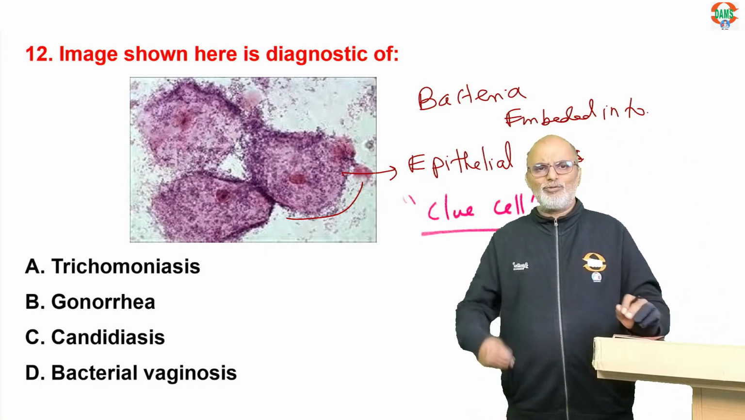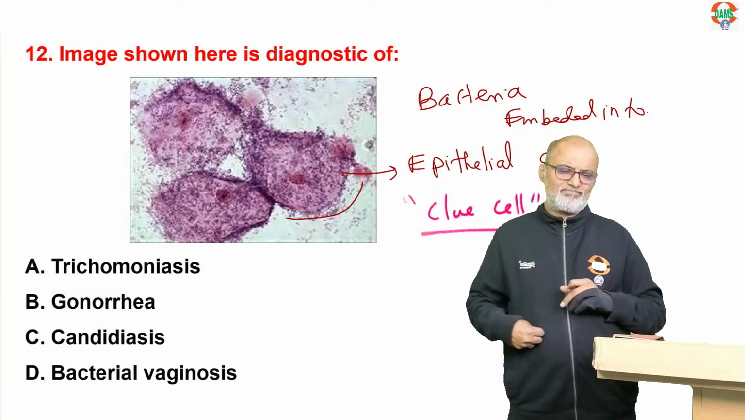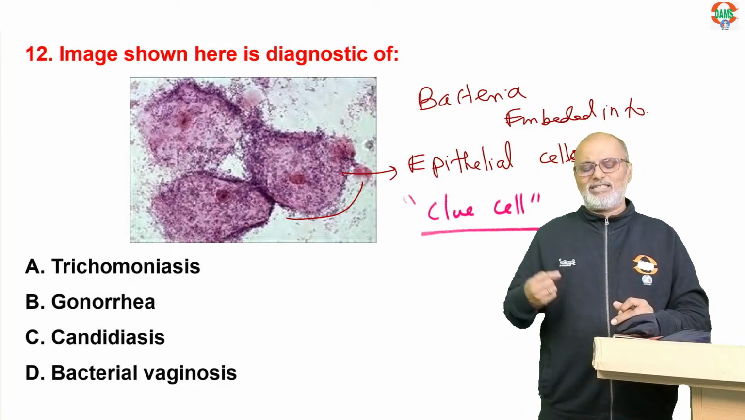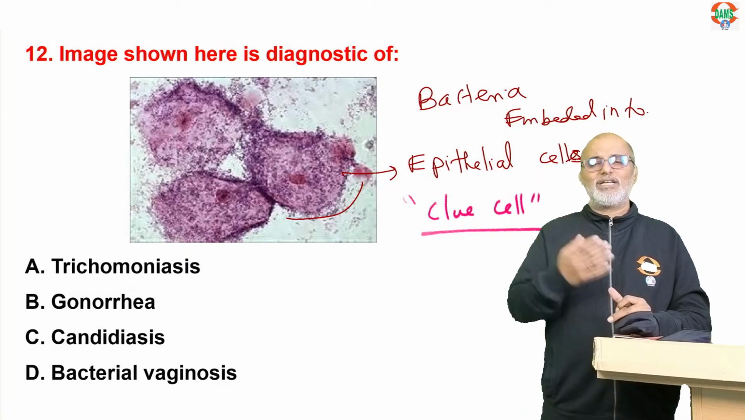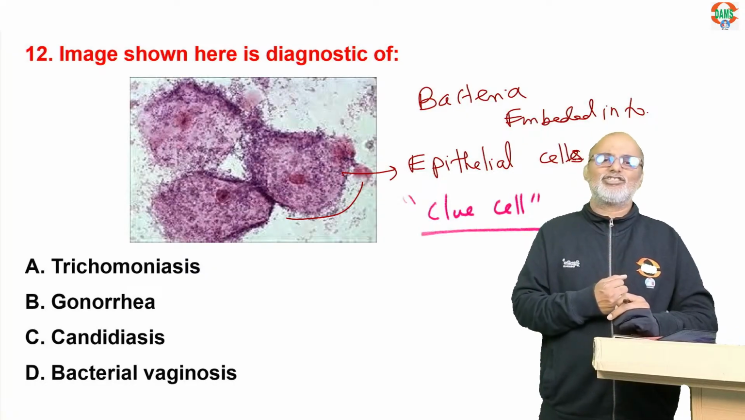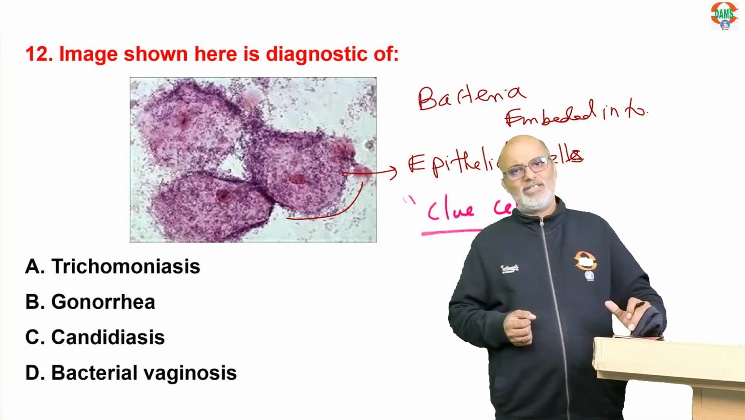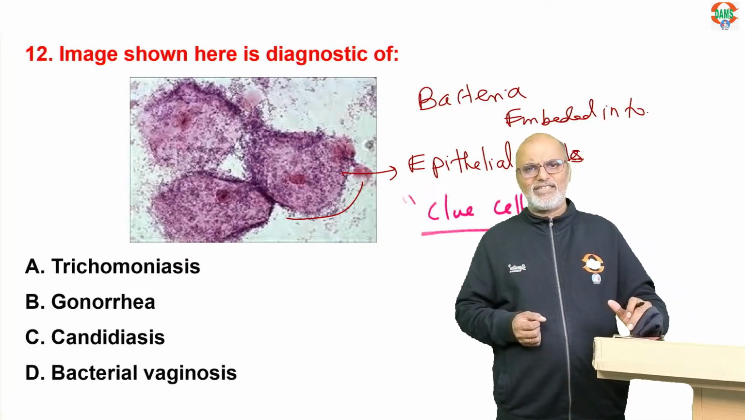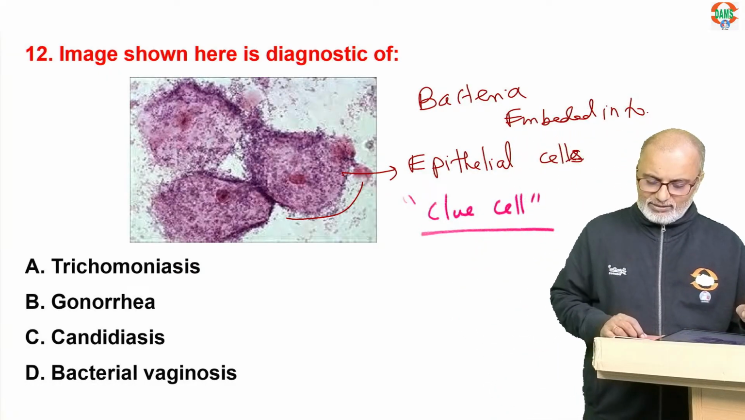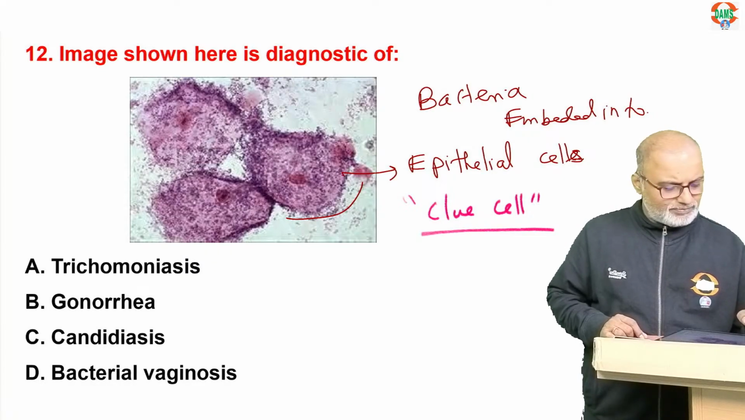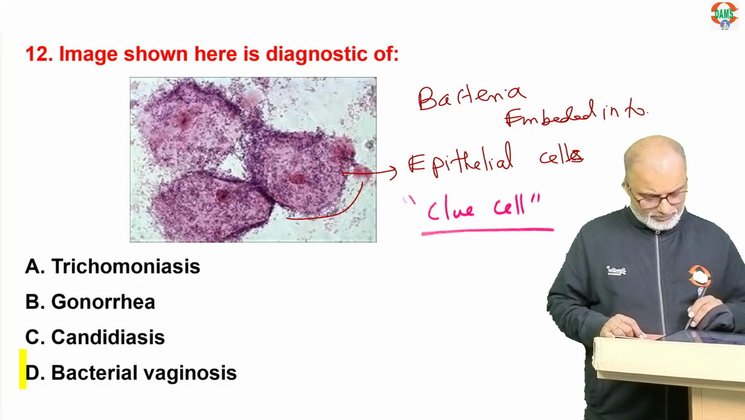Sometimes they'll put the picture of eschar. You can see eschar in anthrax, scrub typhus, some other rickettsial infections. In the same way, clue cell is diagnostic of bacterial vaginosis. Clue cell, very good.